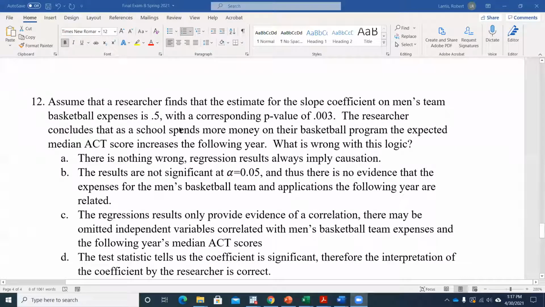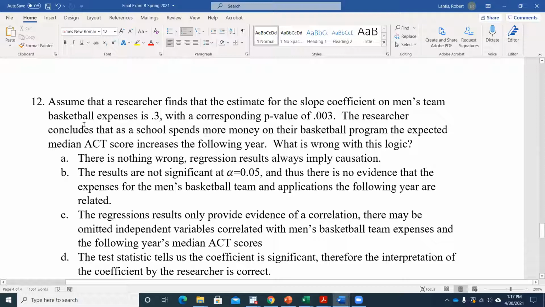So this final one is one that I'll often have questions that look similar to this, and it should be relatively easy. So I find the estimate of my slope coefficient for the men's basketball expenses is 0.5. So instead of that 0.3 we had earlier, maybe, to keep it easier, we'll just think about it's 0.3. So we keep it consistent. And it has a corresponding p-value of 0.003.